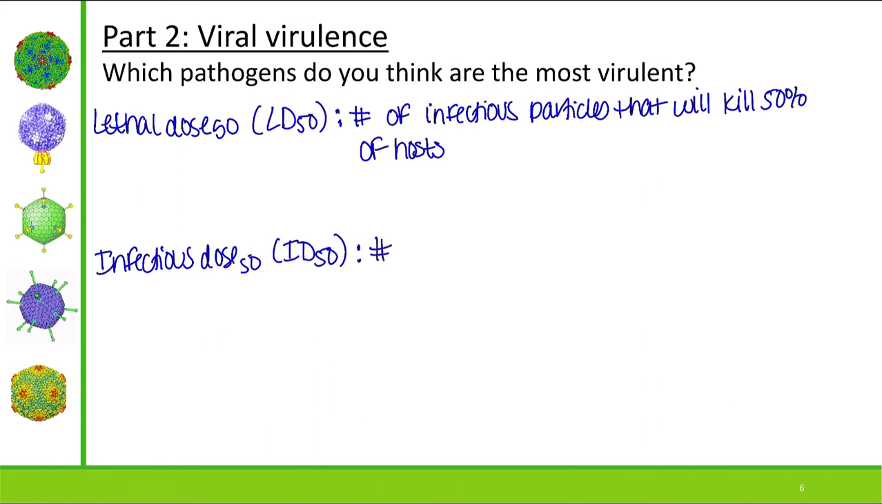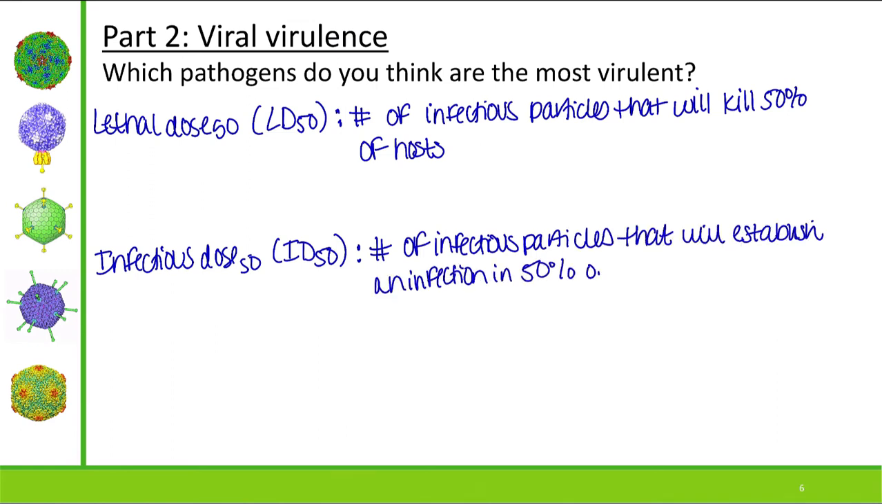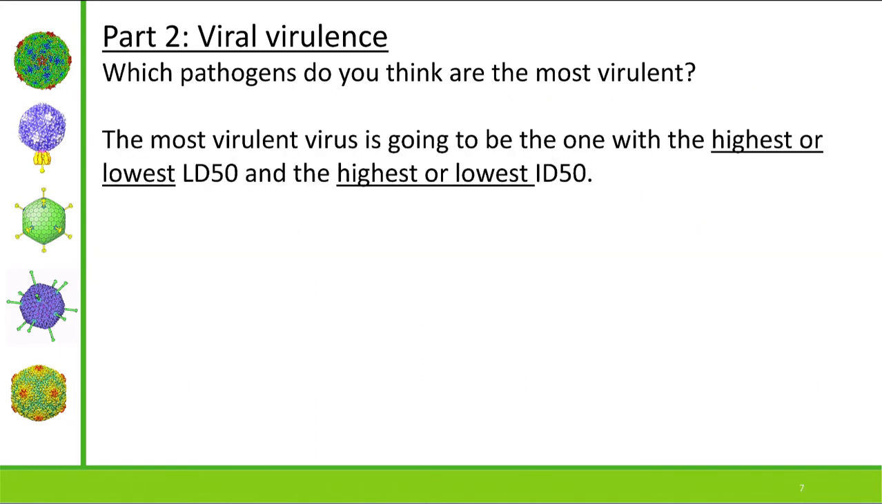The infectious dose is the number of infectious particles that will establish an infection in 50% of challenged hosts. Okay, so knowing what these two things mean now, I want you all to think about what would make the most virulent pathogen. If we have a virus, the most virulent pathogen is going to be the one with the highest or lowest LD50 and the highest or lowest ID50.